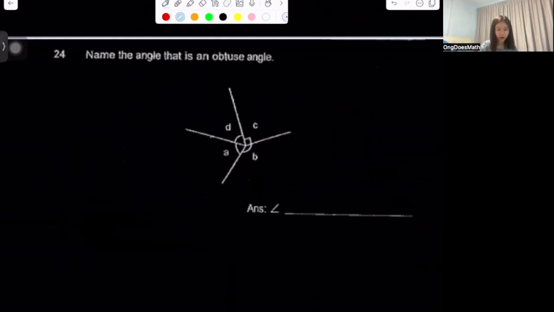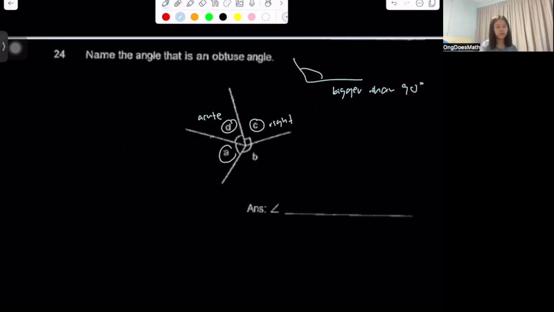Name the angle that is an obtuse angle. So obtuse angles means something like this, right? So bigger than a right angle. So bigger than 90 degrees. So D, is it obtuse? No, it's acute. C, is it obtuse? No, it's actually a right angle. A, is it obtuse? No, it's acute because it's smaller than right angle. B, is it obtuse? Yes, because it's bigger than a right angle. Hence answer is angle B.